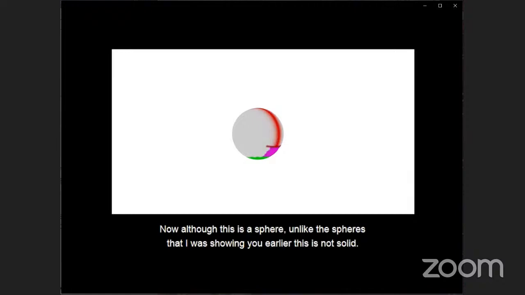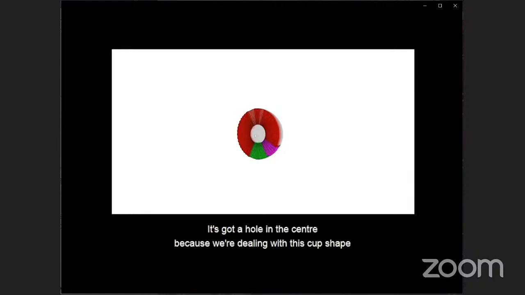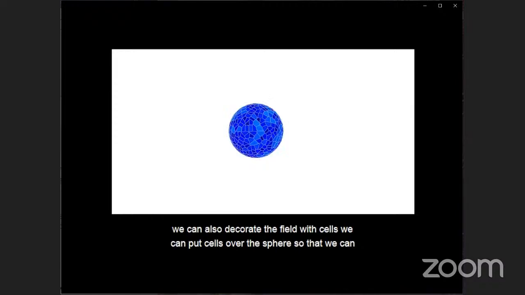Now, although this is a sphere, unlike the spheres that I was showing you earlier, this is not solid. It's got a hole in the center because we're dealing with this cup-shaped form that has turned, as it were, into a sphere. So it's hollow in the center. And we can also decorate the sphere with cells, so that we can monitor how these cells get deformed and change shape as our tissue grows.